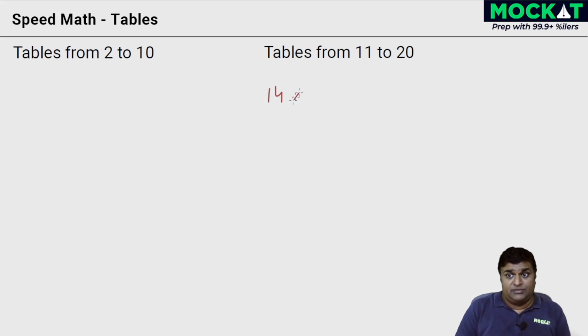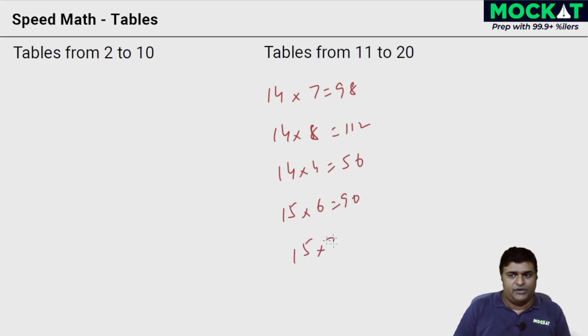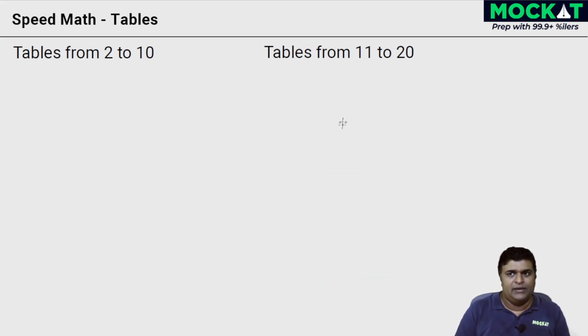Likewise, in the 14 tables, 14 sevens are 98, you should know, or 14 eights are 112, or simply 14 fours are 56. The 15 tables you need to push as well. 15 6s are 90, or 15 into 7 is 105. It just should be there. Or 15 8s is 120, it should just be there. So likewise, 16, 17, 18 and 19.